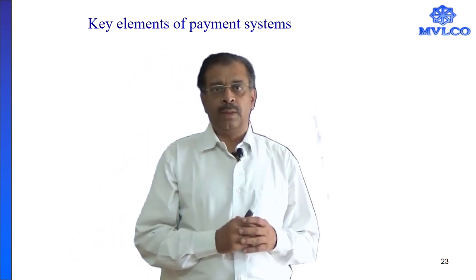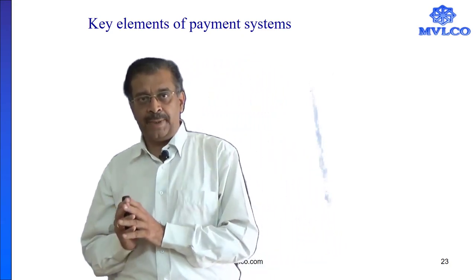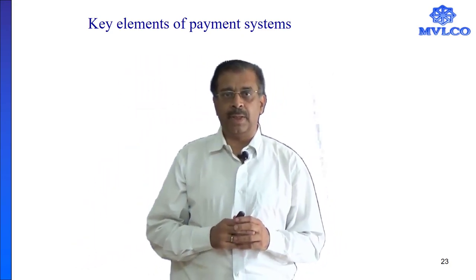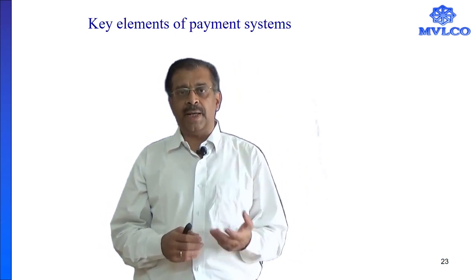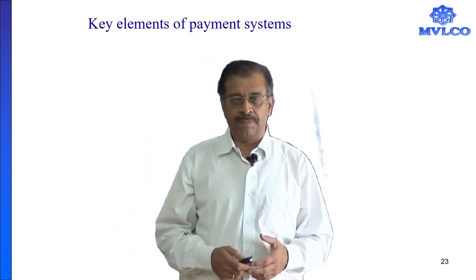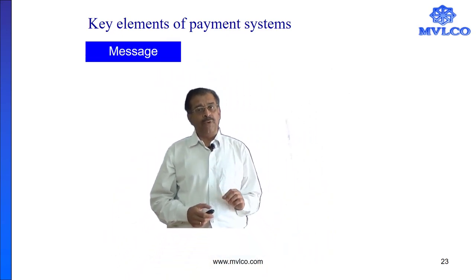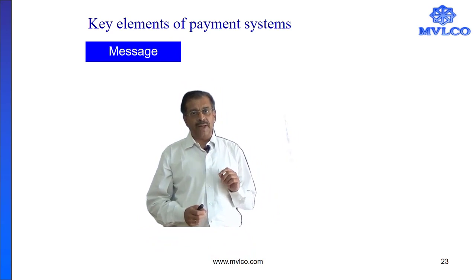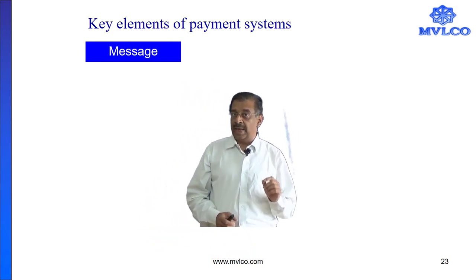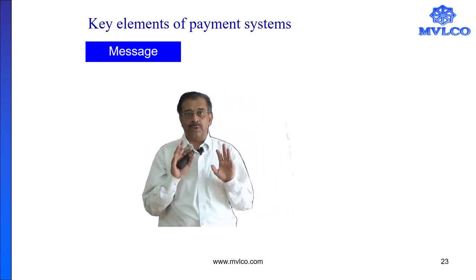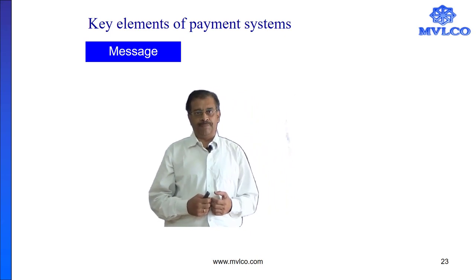In today's discussion, we will understand briefly how payment and settlement systems operate and the key elements of the payment and settlement systems. When we speak about the three key elements of payment and settlement systems, the first key element is a message. When you want to make a payment, you would make a payment by using either an electronic mechanism like swiping the card, or maybe using the internet banking facility or an app on your mobile phone.